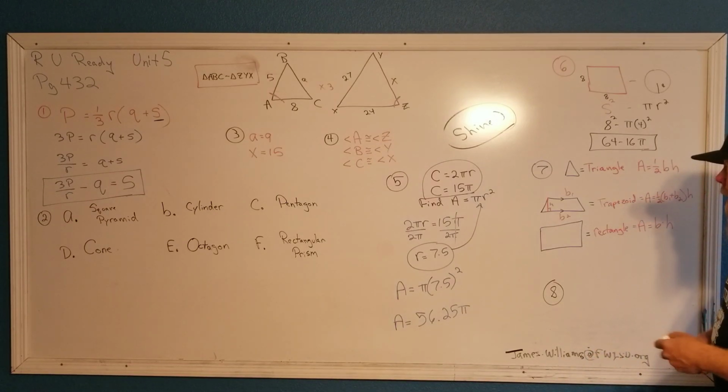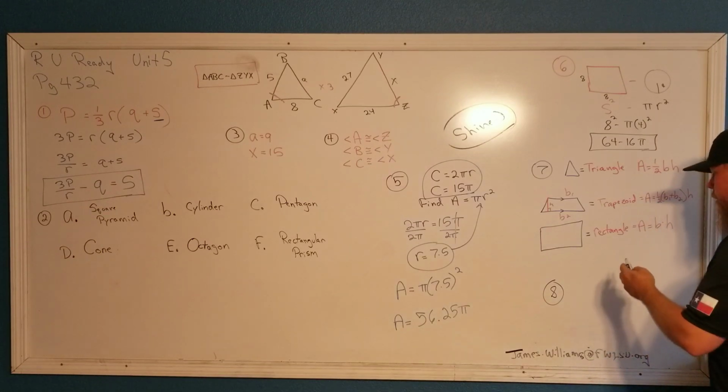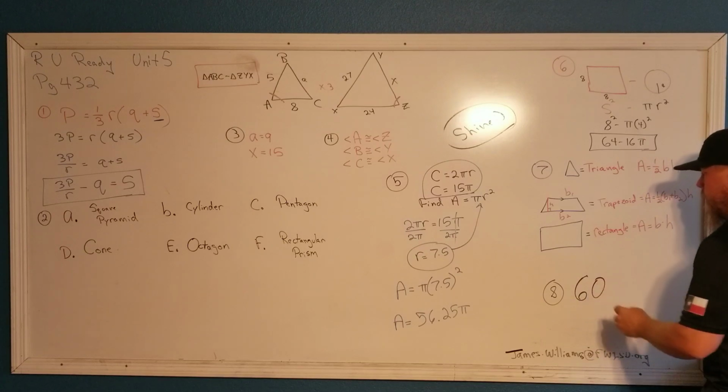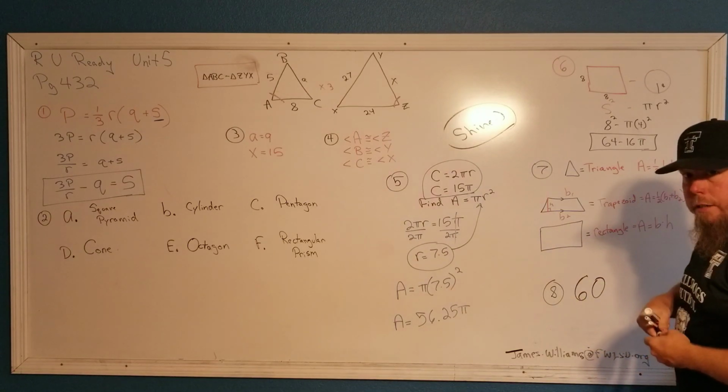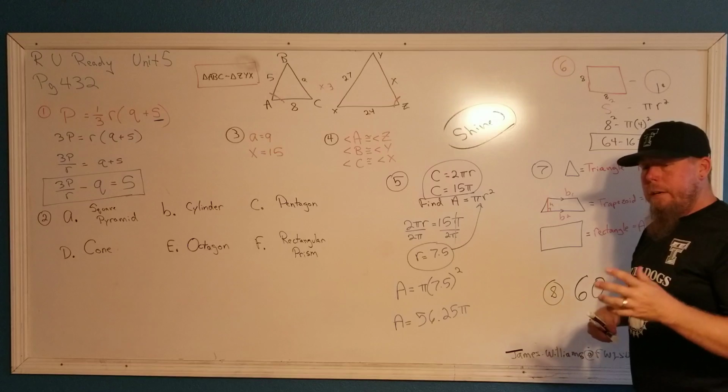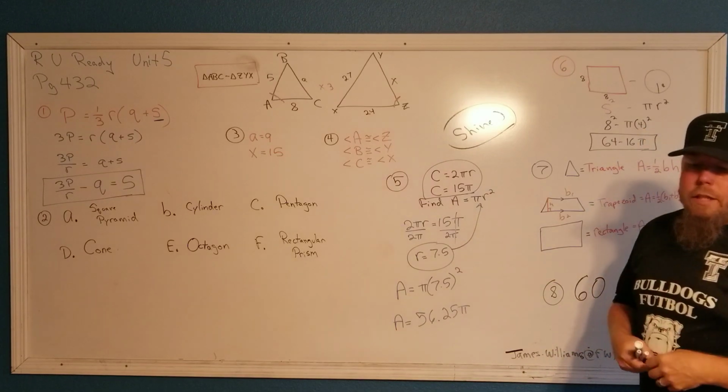And then for number 8, I think it's too easy, so I'm not going to work it. I just want to make sure that you verify that you got 60 as an answer. All you're going to do is find the area of the triangle, the area of the trapezoid, and the area of the rectangle, and then combine those together, okay? Hopefully this was an easy page for you.